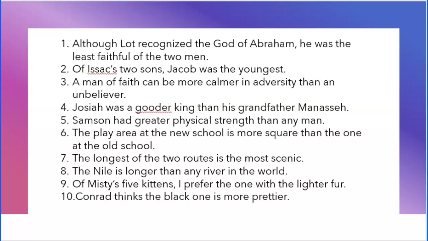So the first one, although Lot recognized the God of Abraham, he was the least faithful of the two men. And it should be that he was the less faithful. Least is three or more. Of Isaac's two sons, Jacob was the youngest. Well, there's two here, and therefore, we must use the er. Of Isaac's two sons, Jacob was the younger.